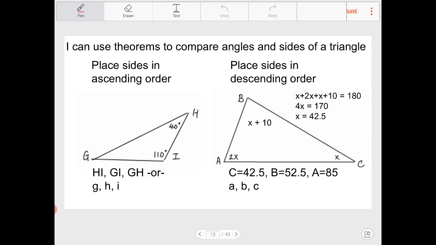However, I gave you the notation before that for side lengths we often use lowercase letters, which will be opposite of the angle with the capital letter. So this would be side length G, this would be side length I, and this would be side length H. So again, in ascending order, it should be G, followed by H, followed by I.